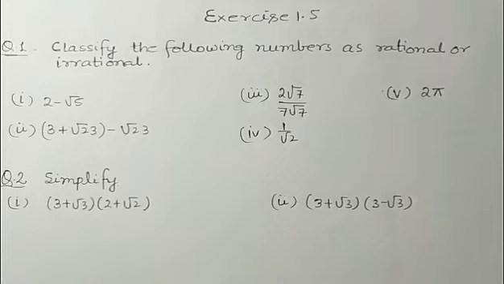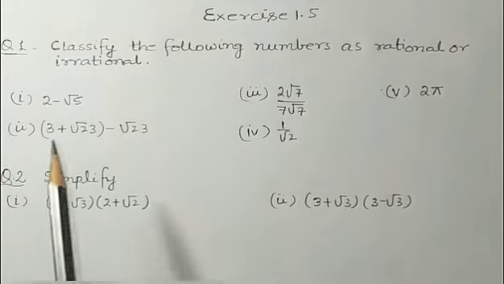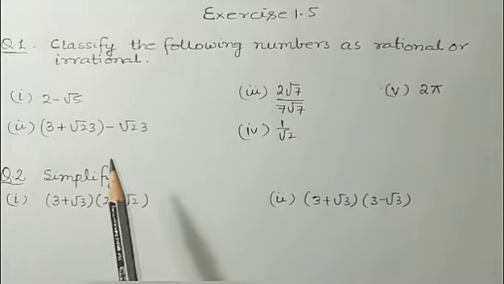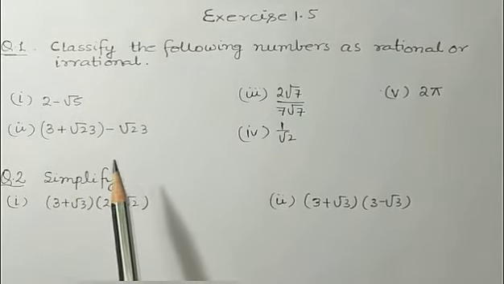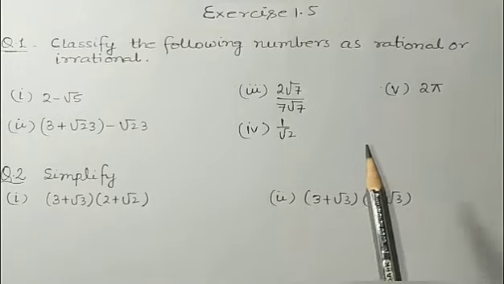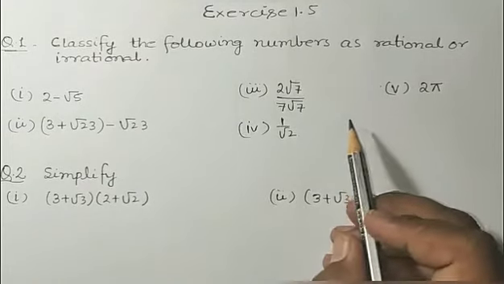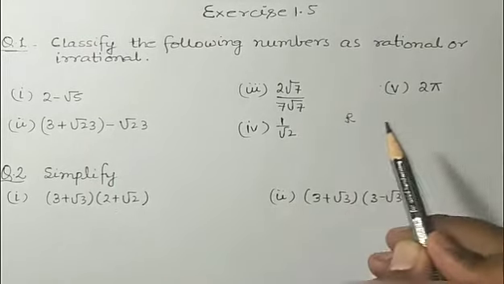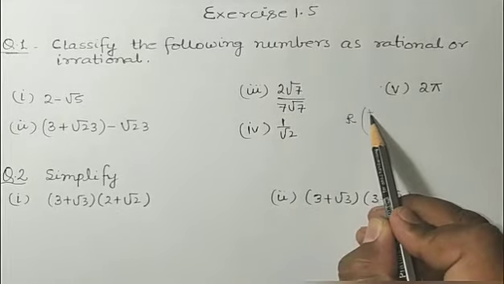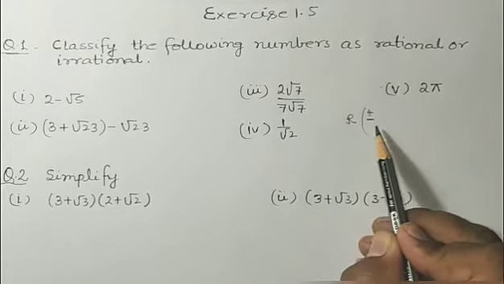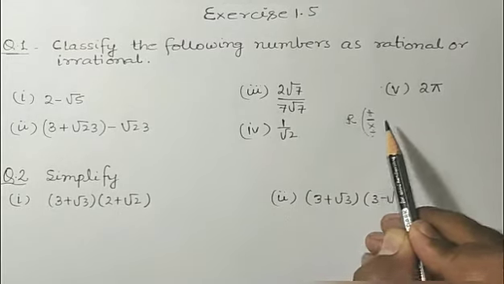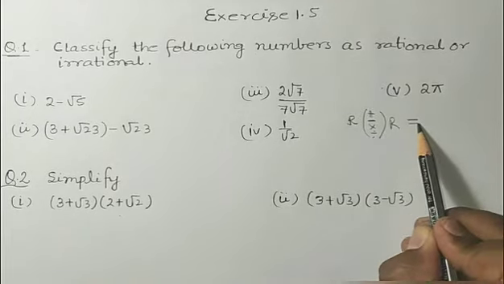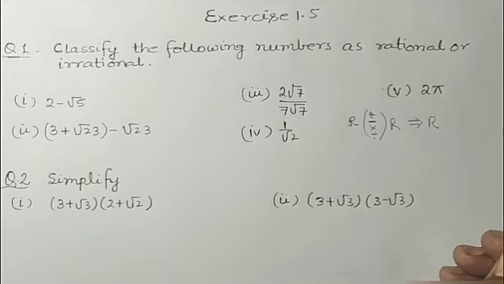So students, our first question of exercise 1.5 is: classify the following numbers as rational or irrational. Means you have to classify whether it is rational or irrational. You have to understand one thing here, remember students, whenever a rational number is operating with a rational number, means whether it is adding, subtracting, multiplying or dividing, then your answer will always be rational.